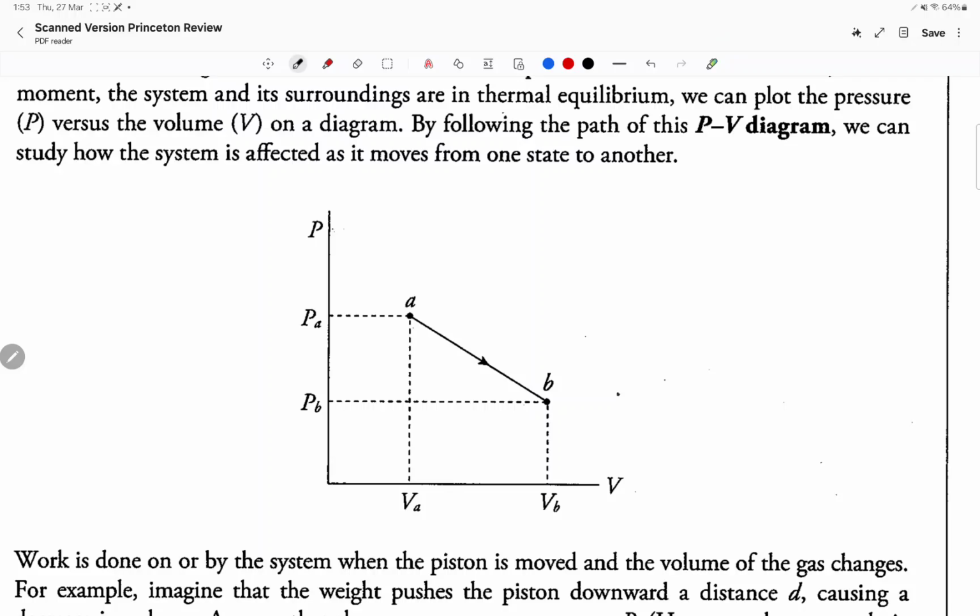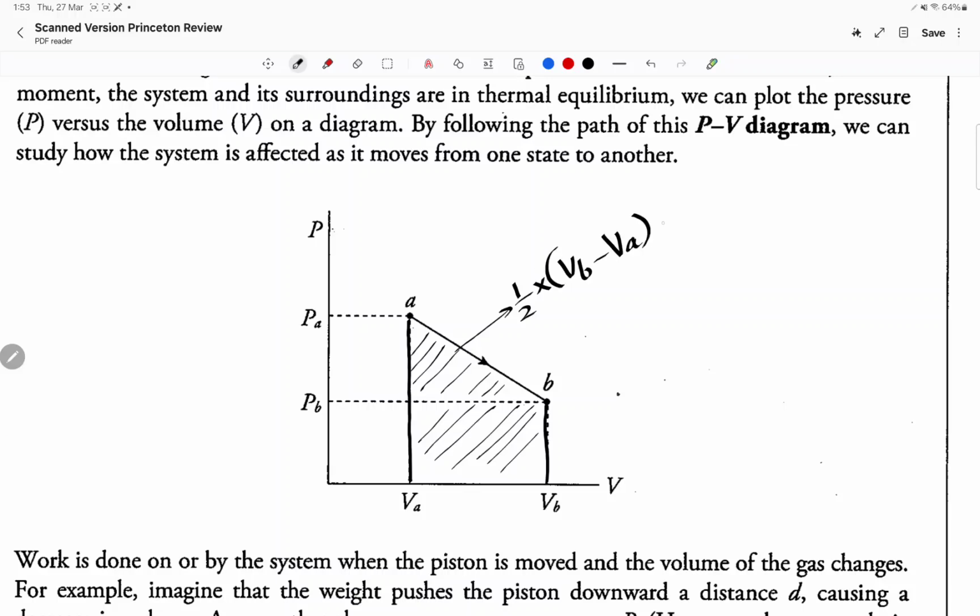Here, for example, I want to find the work from point A to point B. So that means I have to drag my lines to the x-axis, and I must find the area of this triangle and the area of this rectangle. Okay. So my work is going to be half base, so that's going to be VB minus VA times the height, which is PA minus PB, plus the area of the rectangle, which is base or length times width, PB minus 0. You have to plus them.